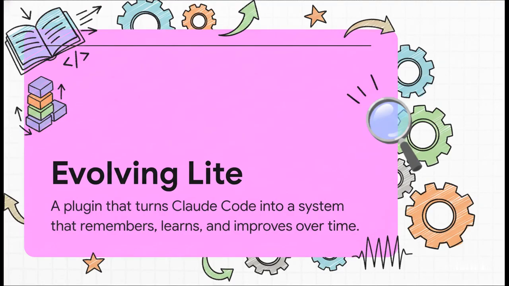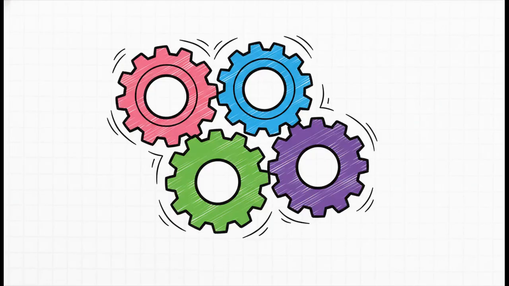It's a free, open-source plugin built to solve this one huge problem. It's designed to give Claude Code a memory, to give it that continuity, and to let it actually get smarter as you use it. Now, this is a really key point. Don't just think of this as a glorified chat history. It's not. Evolving Lite is a whole system, and it runs on 4 automatic interlocking feedback loops that are constantly working in the background to make the tools smarter.